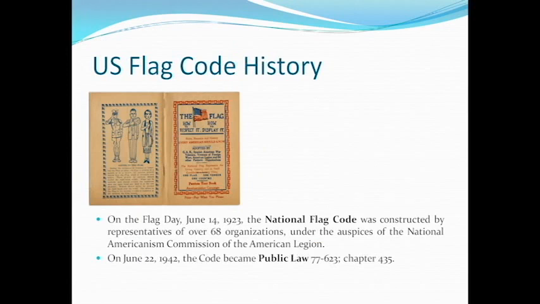The U.S. Flag Code is the official rules for the display and the care of the flag. Prior to Flag Day on June 14, 1923, neither the federal government nor the states had official guidelines governing the display of the U.S. flag. On that date, the National Flag Code was constructed. On June 22, 1942, the code became public law.